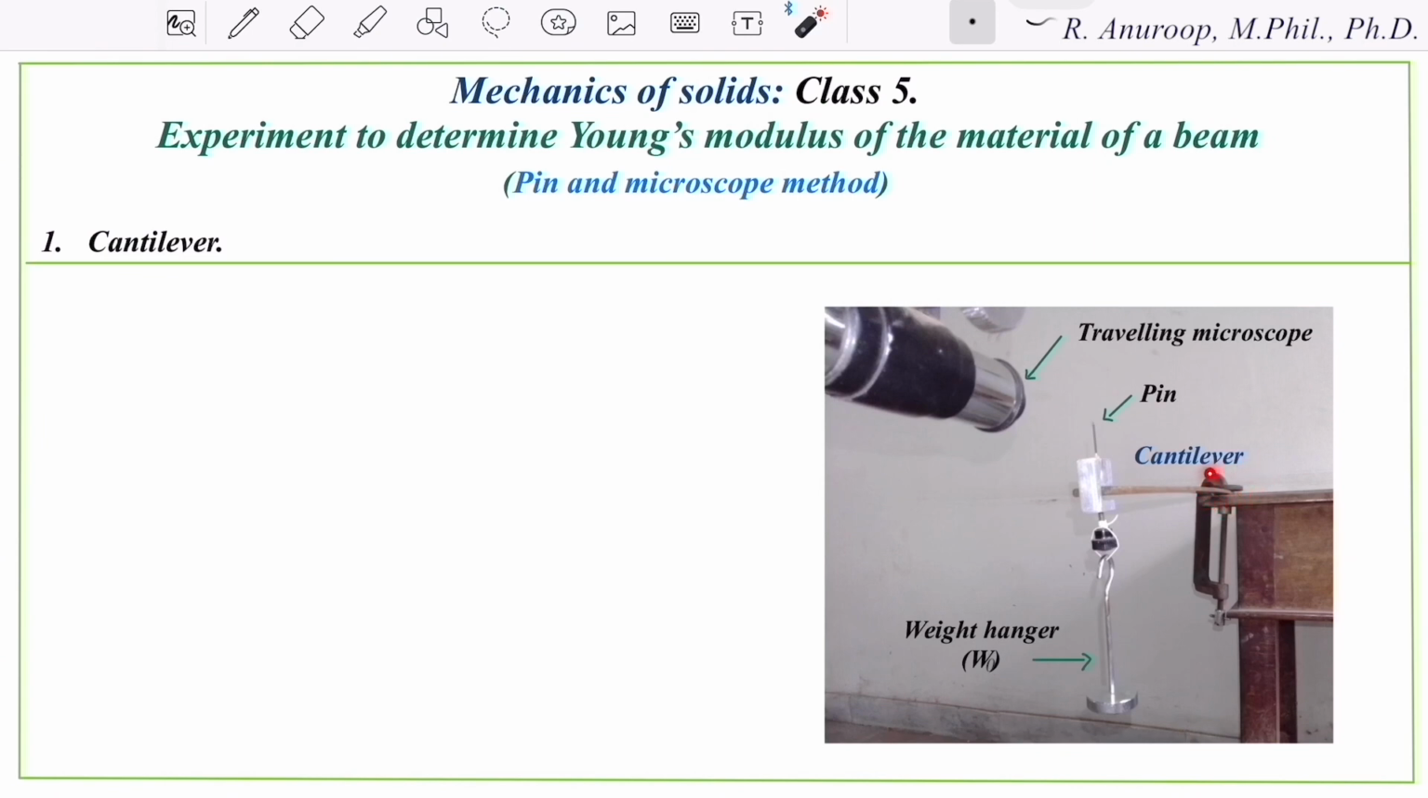This is the experimental arrangement. The given beam is rigidly clamped at one end. A weight hanger is suspended at a point near to the free end of the beam. Now a pin is fixed vertically at this point.